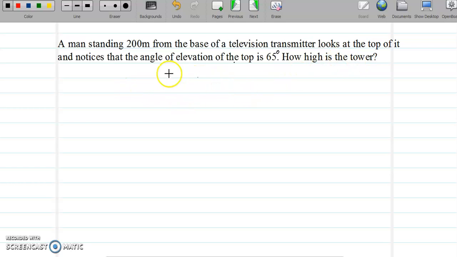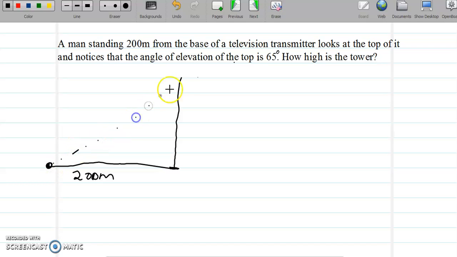For me to find how high the tower is, first of all, if I have this to be the tower, and the man is 200 meters away from the base. Here is the base of the tower and the man is 200 meters away from the base of the tower. This is the man, and the man looks up to see the top of the tower. While looking up, he makes an angle of 65 degrees. Then we are asked to find what? The height of the tower. So this is the tower, and we are looking for the height of the tower.